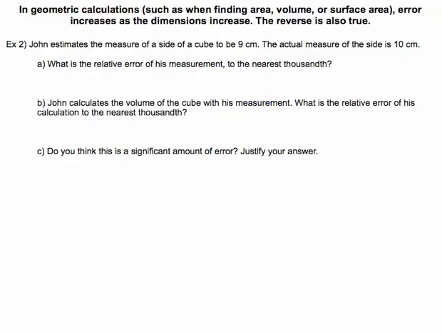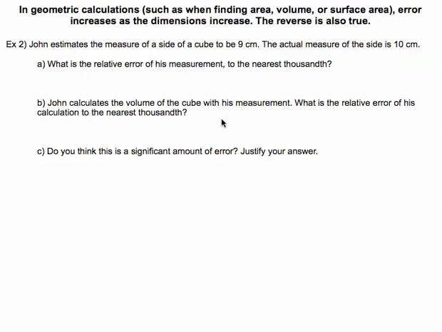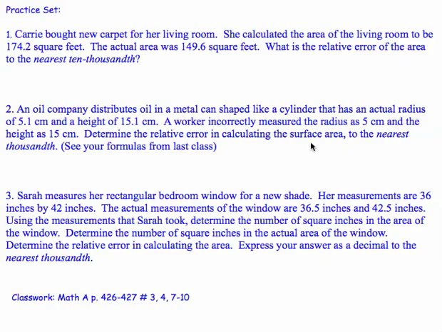Let's consider another example. In geometric calculations such as finding area, volume, or surface area, error increases as the dimensions increase. So let's say John estimates the side of a cube to be 9 centimeters and the actual measure is 10 centimeters. I want you to see if you can do this problem on your own, and then check back on the website, where I'm going to post the answer for this question as well as these 3 problems in the practice set.